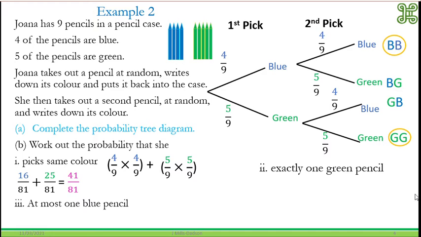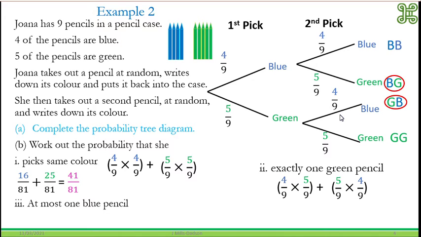Exactly 1 green pencil. No green pencil, 2 green pencils, but we want exactly 1. So these are the two options. Blue-green is 4/9 times 5/9, plus green and blue is 5/9 times 4/9. And that gives us 40/81.